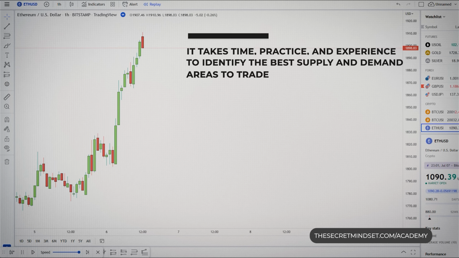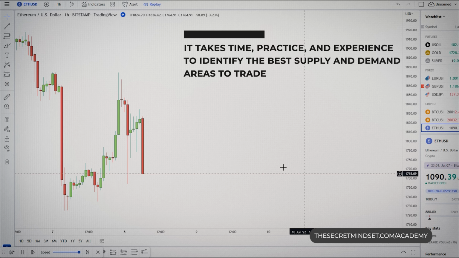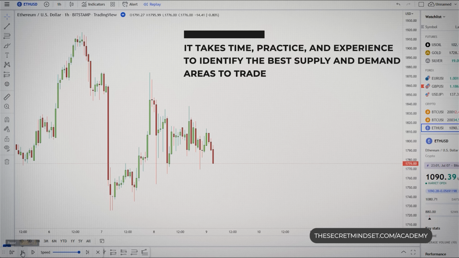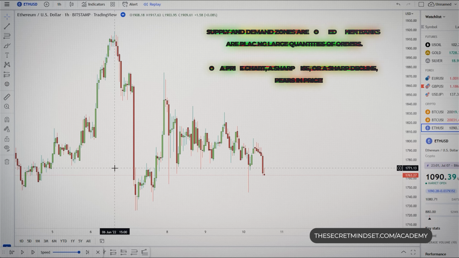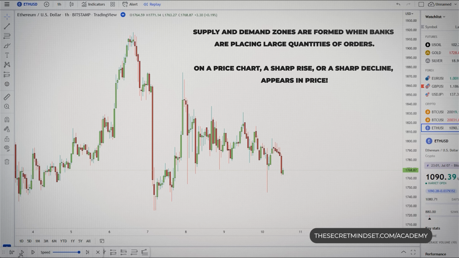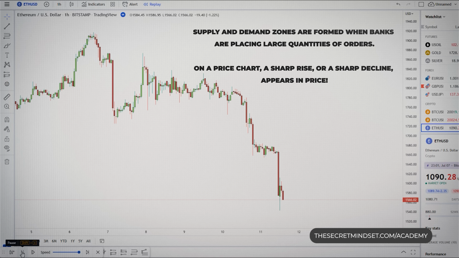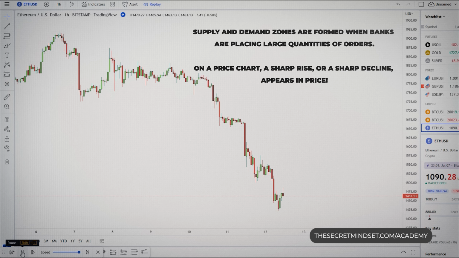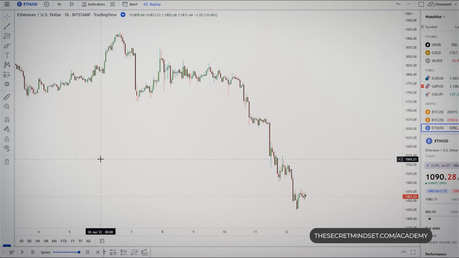Now let's be clear, it takes time, practice, and experience to identify the best supply and demand areas to trade. Here's my process. You already know that supply and demand zones are formed when banks are placing large quantities of orders. Well, on a price chart, a sharp rise or a sharp decline appears in price. These are the first signs that smart money are active.